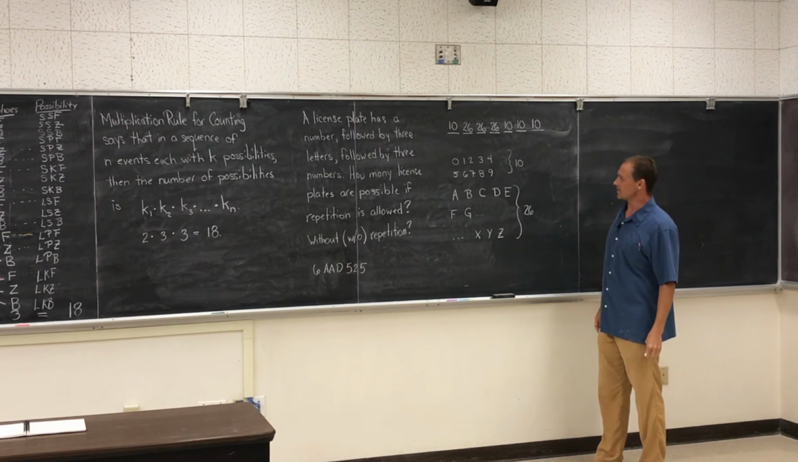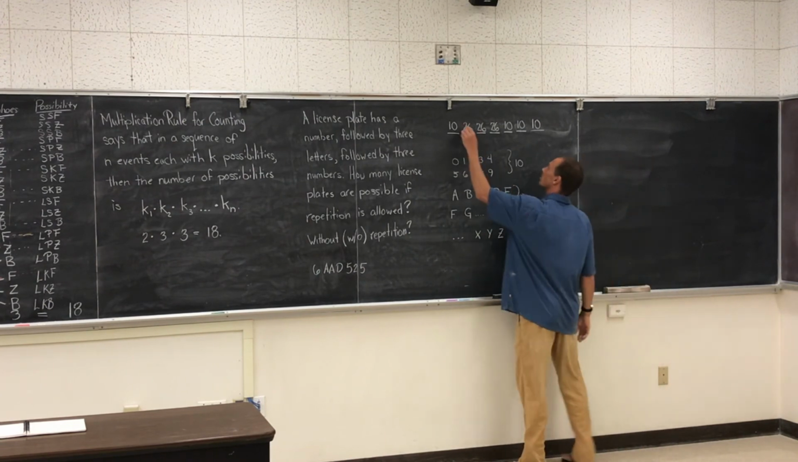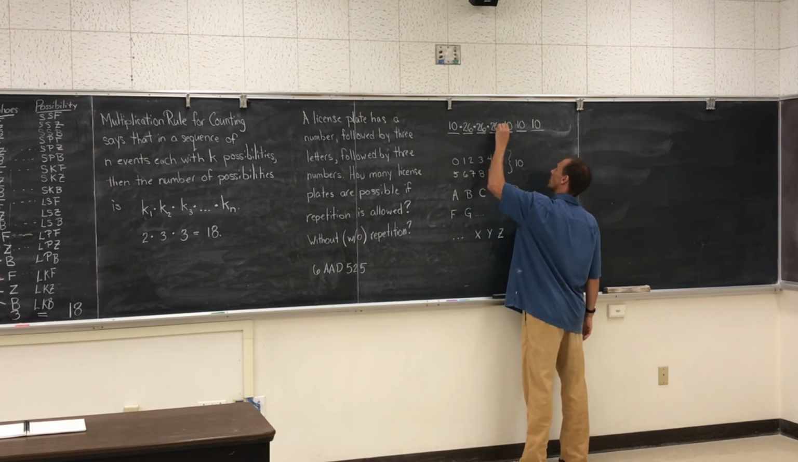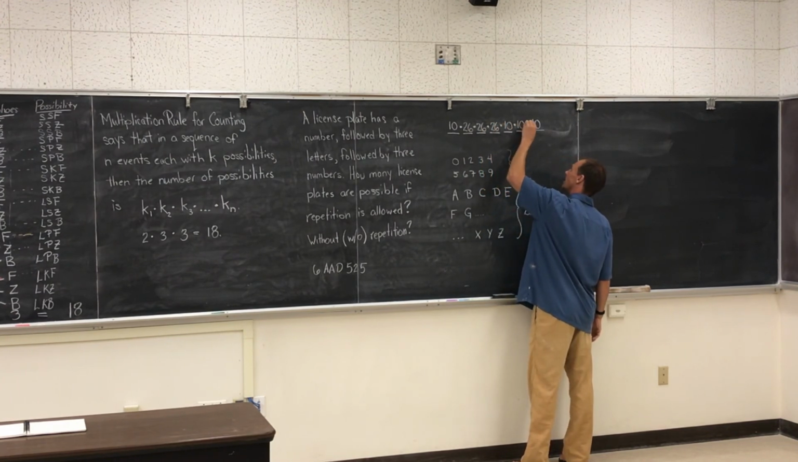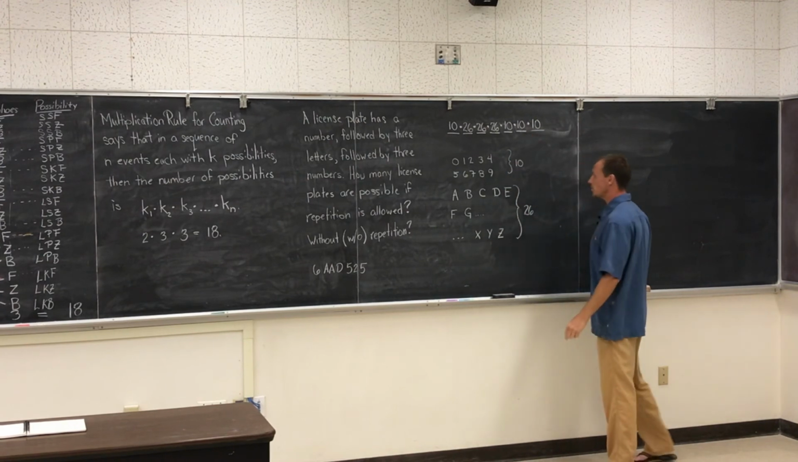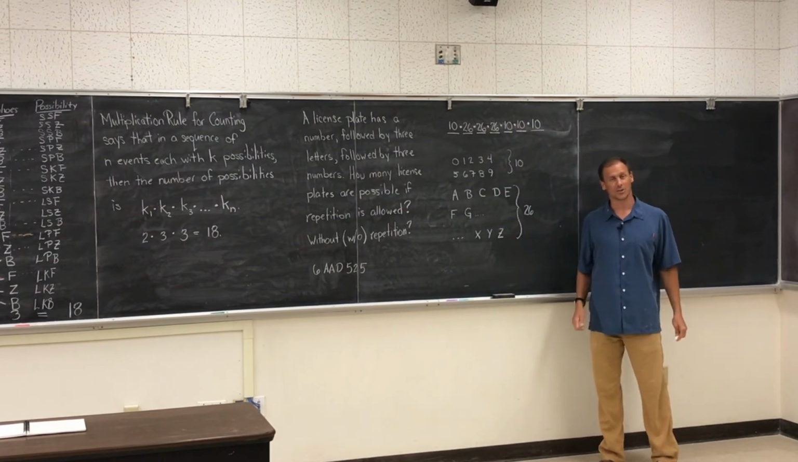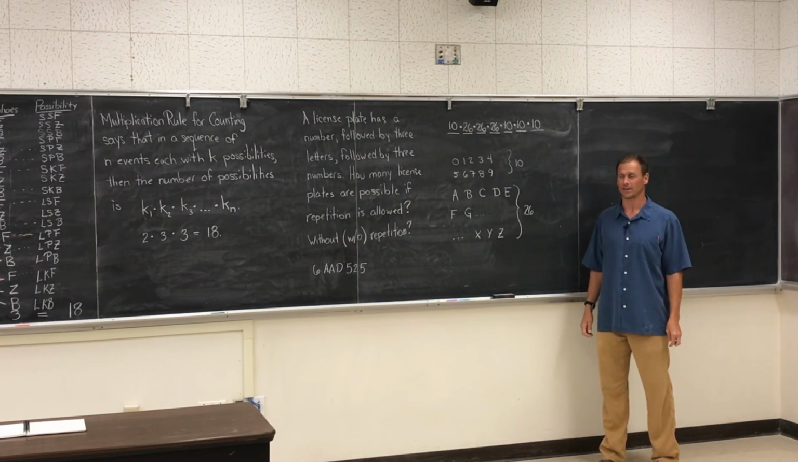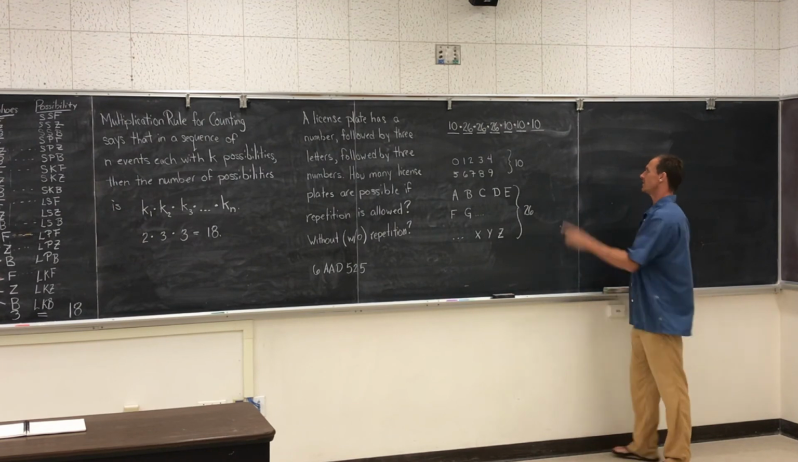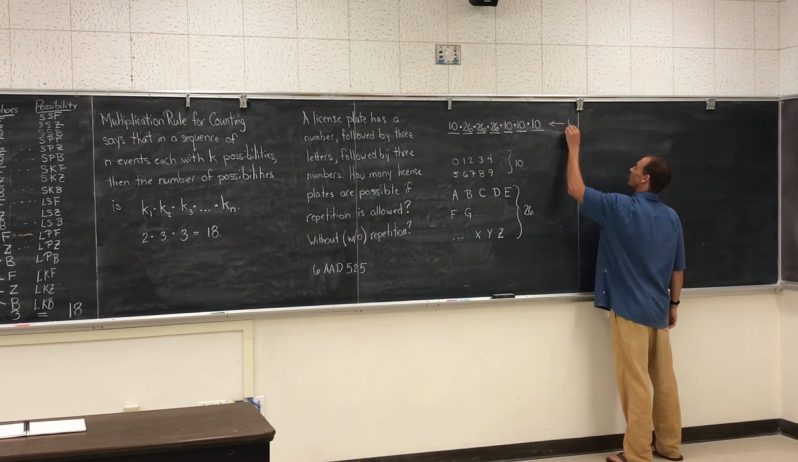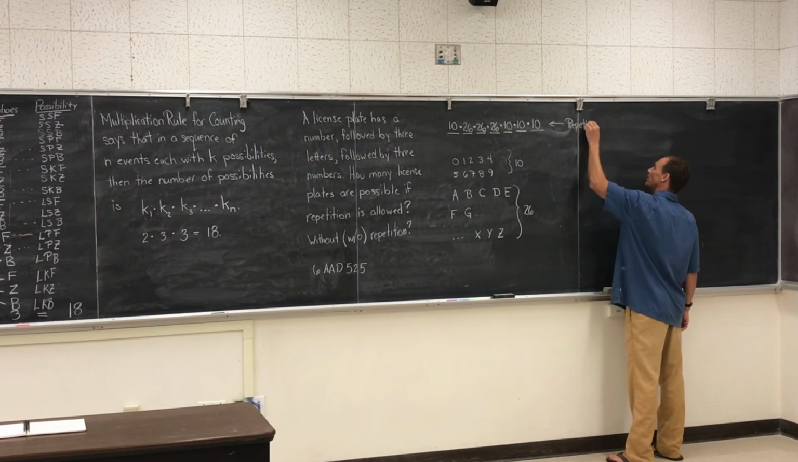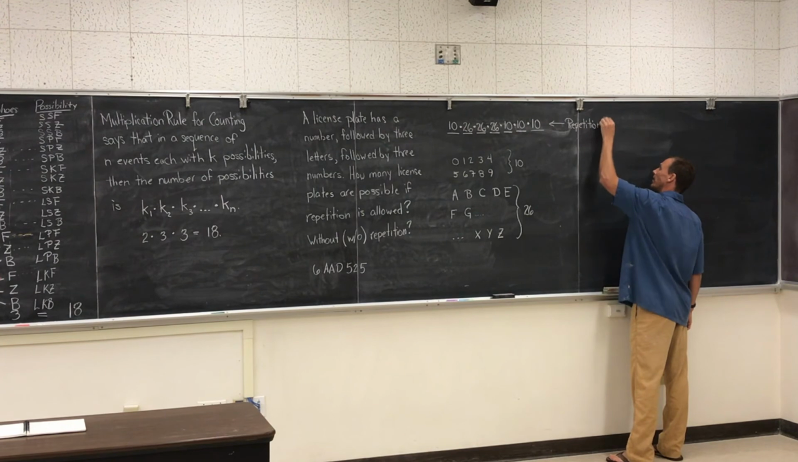That is the answer. Well, almost. Remember, what we said is you need to multiply. So it's 10 times 26 times 26 times 10 times 10 times 10. Multiply all those together, you'll get a rather large number. That's the number of license plates that you can make. Okay, so this is the answer. This is repetition allowed.